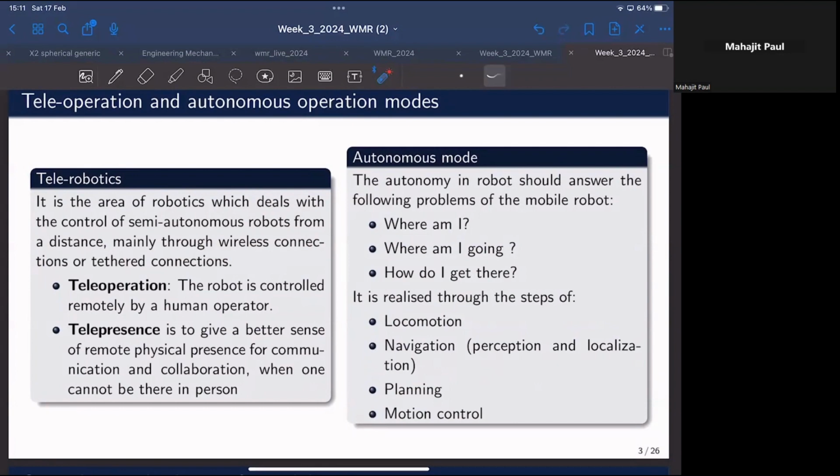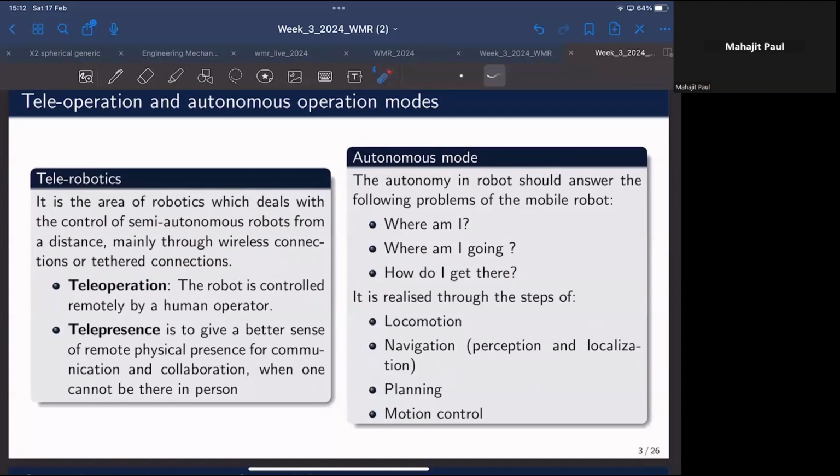You could consider the joystick as a master device, and the robot itself as a slave device. So all the commands are made by a human operator through the master device, and the communication between the slave device and the master device could be made possible through a wireless connection such as Bluetooth, Wi-Fi, or even through tethered connections, right? And the next part is autonomous mode, where the robot is fully autonomous. The interference of an external operator is kept quite minimal.